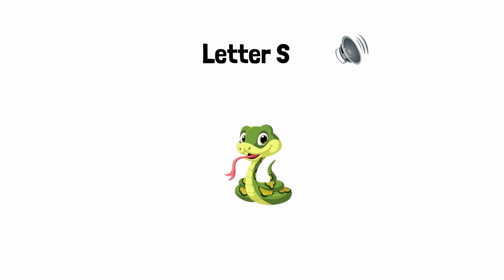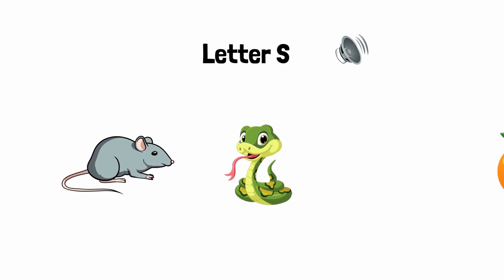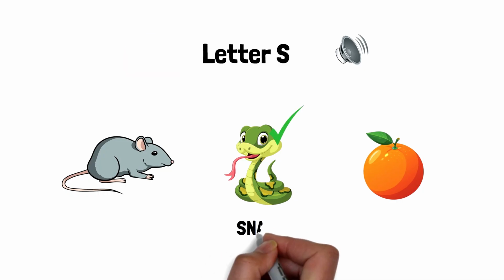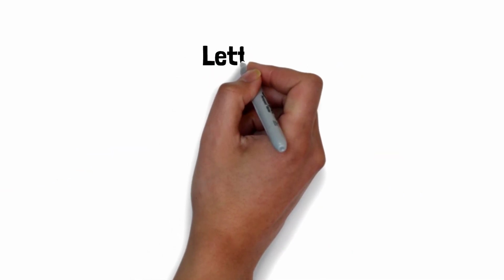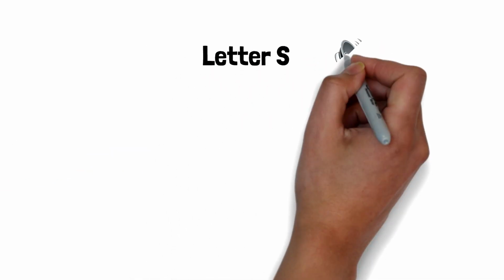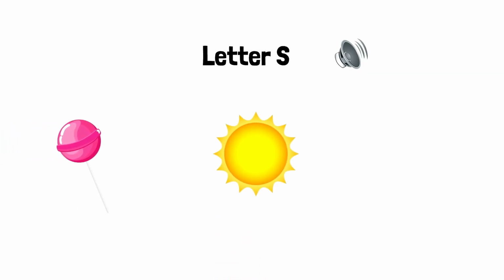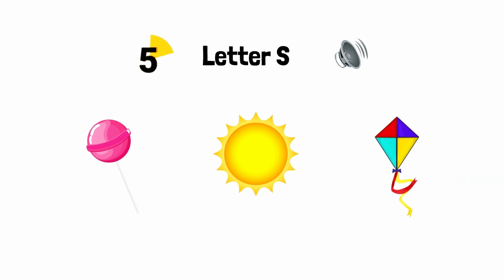Letter S sound test. Which picture starts with this sound? Snake, mouse, orange. Yes, S for snake, snake. Which word starts with S? Sun, lollipop, kite. Correct, S for sun, sun.